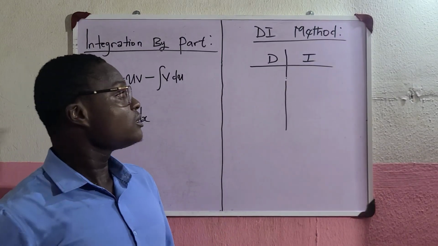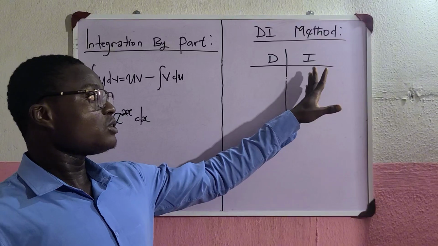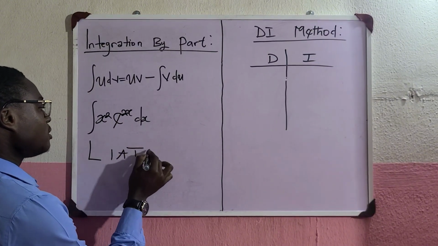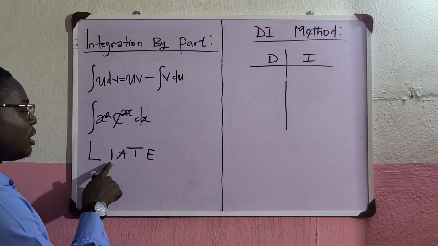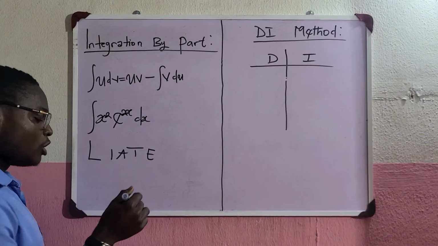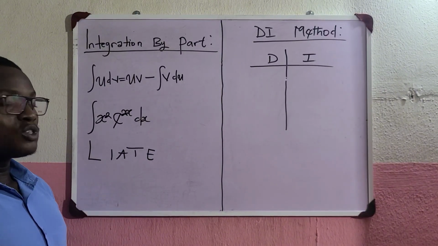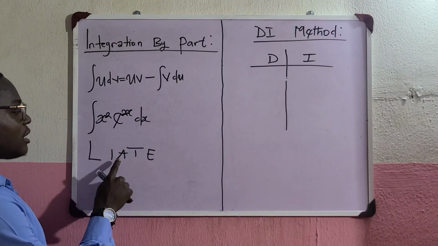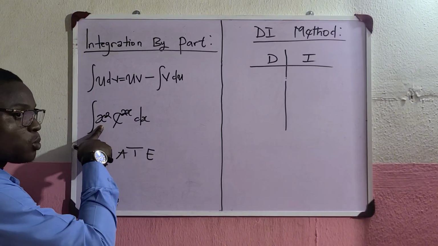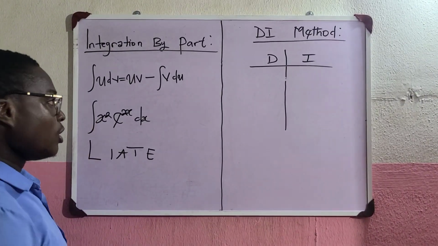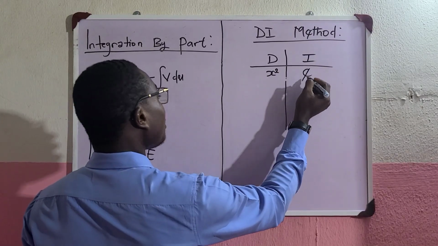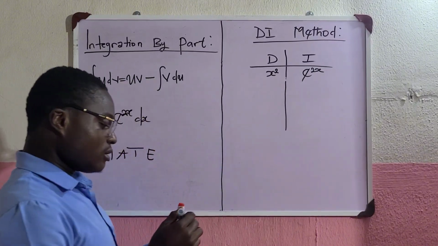Please take note. The question now is, which of them is your D and which of them is your I? We are using the acronym LIATE. This stands for log function, inverse trig function, algebraic function, trigonometric function, and exponential function. So the one that comes first automatically becomes your u. From this LIATE, we can note that algebraic function comes before exponential function. So it means that our u is x squared, which is the polynomial or the algebraic function. So we assign x squared to D, then exponential 2x to I.